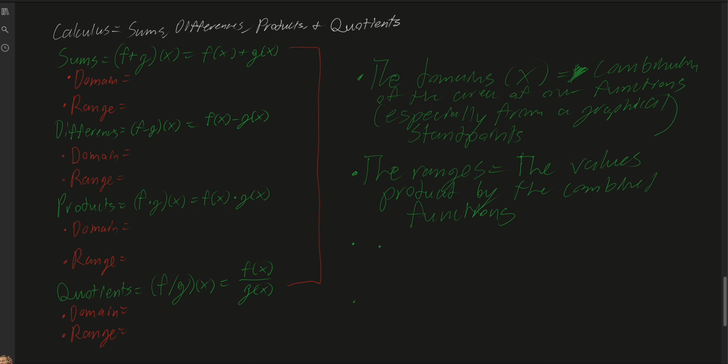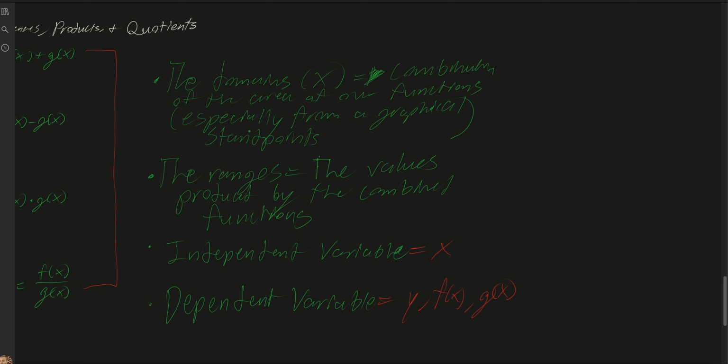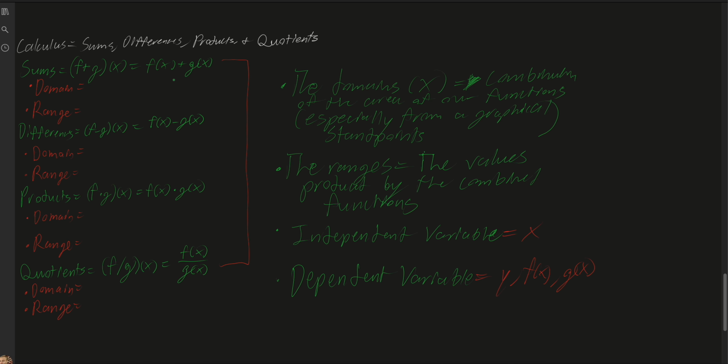We already know, based on the nature of our functions, functions typically have an independent variable, which would typically refer to the x, and a dependent variable, which refers to our y, f of x, or g of x, just to consider. If we were to go over an example, namely whenever we are trying to combine the functions together, let's say we are going for addition.